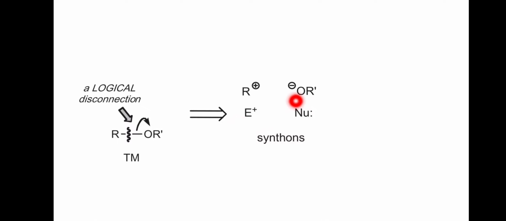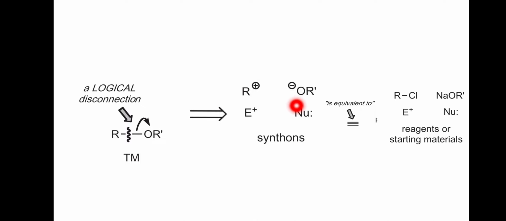Okay, so O being more electronegative gets a minus charge, and R, being less electronegative, gets a positive charge. So they are imaginary fragments called synthons, and we have to think that we can get this fragment from a commercially available starting material. That is equivalent to starting material, or it is also called reagent, or reactants, or another word is synthetic equivalents. Okay, synthetic equivalents or starting materials.